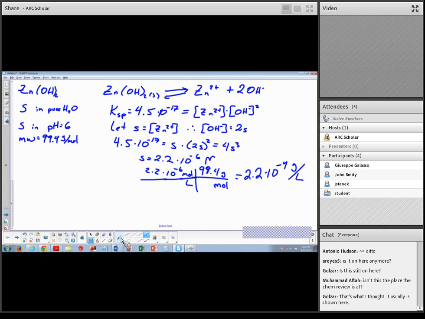So now we want to also calculate the solubility in a solution where pH is equal to 6. Okay, so just throw some stuff out here. Do you think solubility is going to stay the same, increase, decrease? What do you think is going to happen? Remember, this is common ion effect. Any ideas? All right, well, let's take a look.